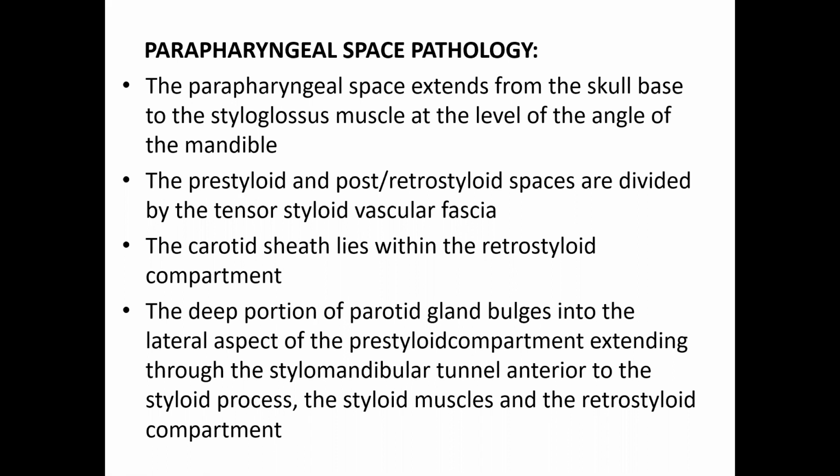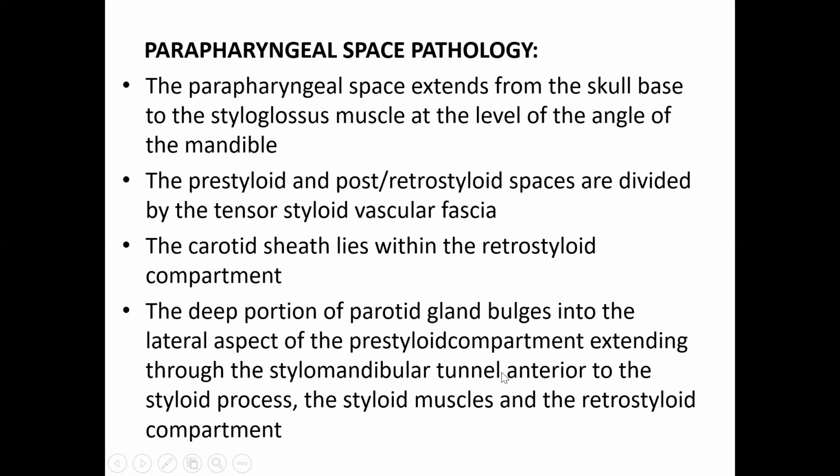Parapharyngeal space pathology. The parapharyngeal space extends from the skull base to the styloglossus muscle at the level of the angle of mandible. The prestyloid and post or retrostyloid spaces are divided by the tensor styloid vascular fascia. The carotid sheath lies within the retrostyloid compartment. The deep portion of parotid gland bulges into the lateral aspect of the prestyloid compartment, extending through the stylomandibular tunnel anterior to the styloid process, the styloid muscles and the retrostyloid compartment.